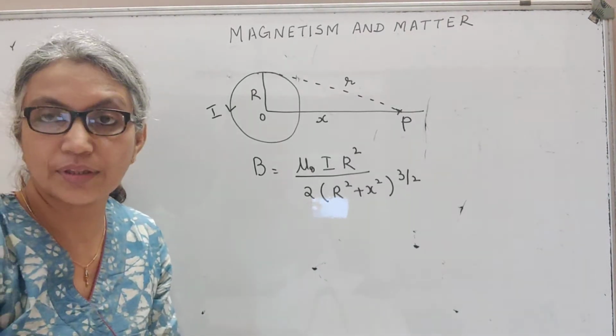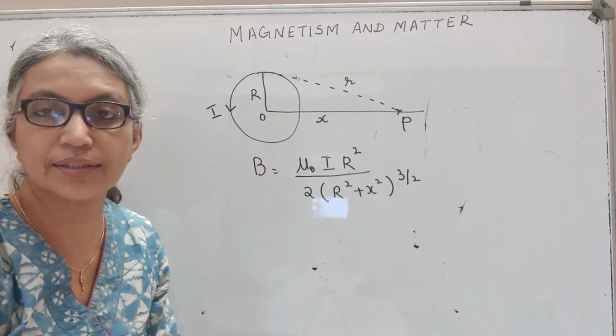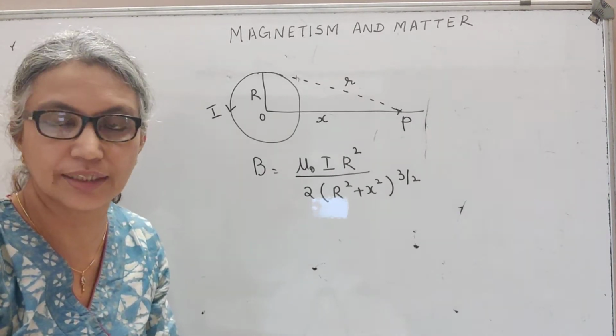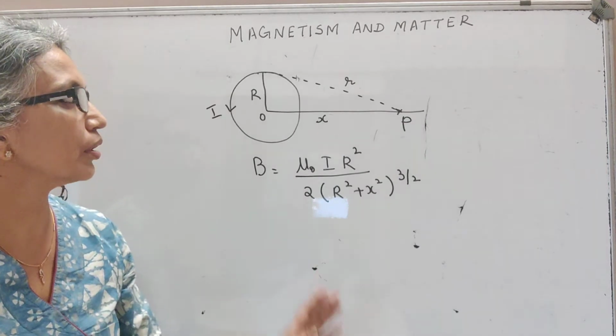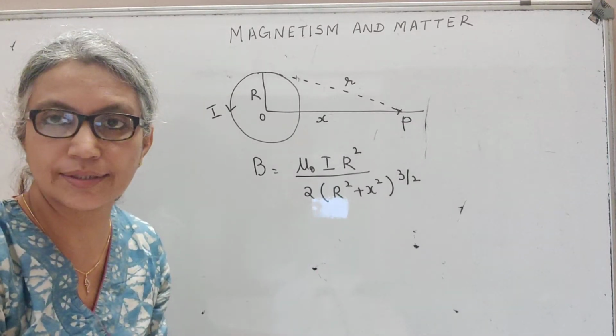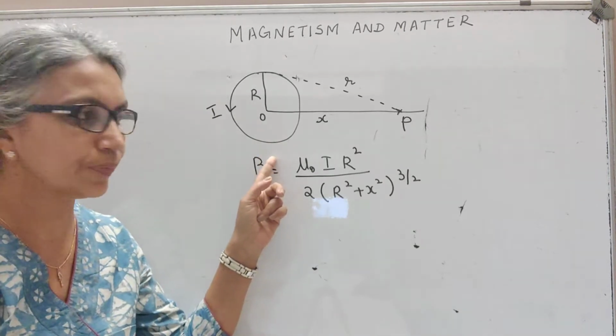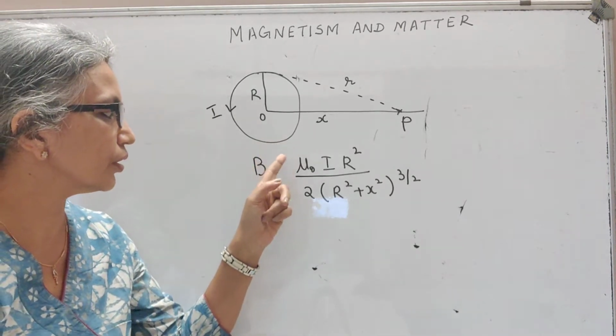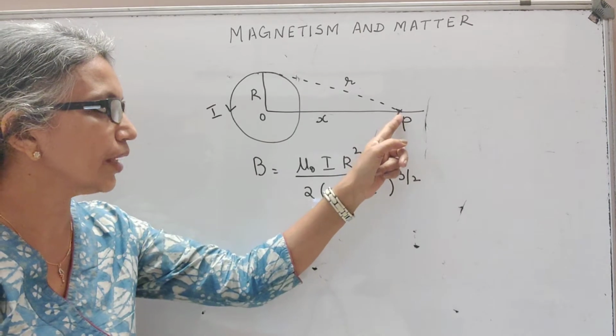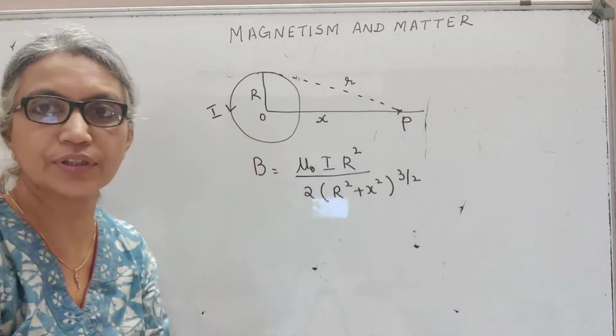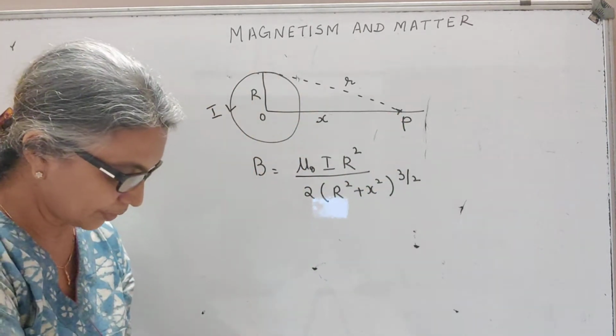Today we are going to start with the fifth chapter, Magnetism and Matter, which is in your NCERT textbook. This is actually a continuation of the fourth chapter, Magnetism and Moving Charges. And this must be very familiar to you, where we derived the equation for magnetic field along the axis of a circular current loop. Remember this one?